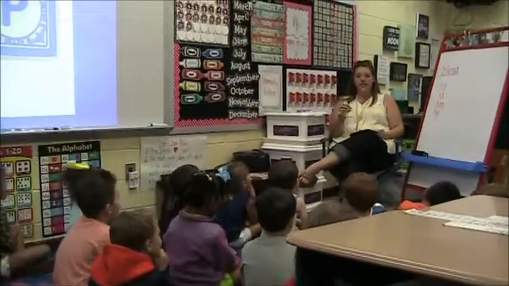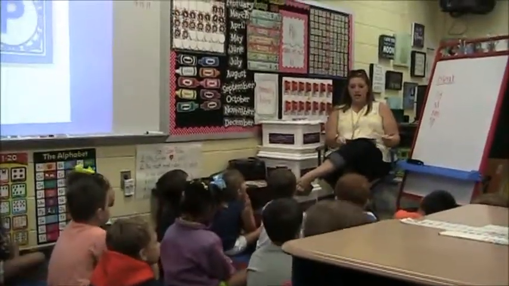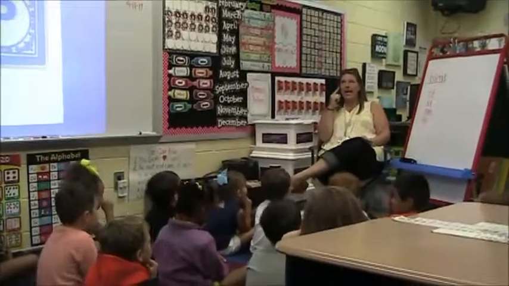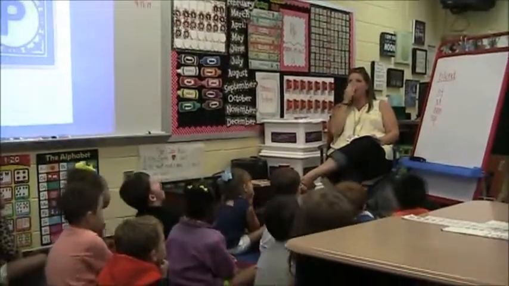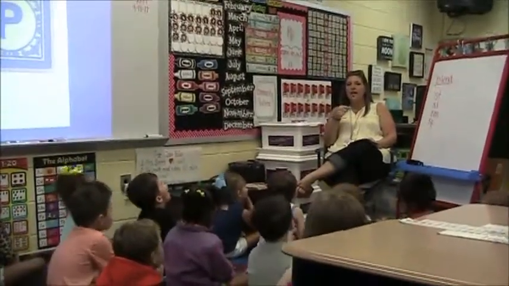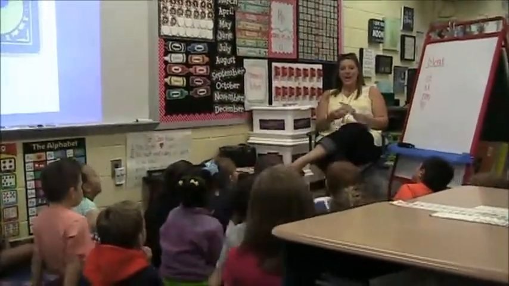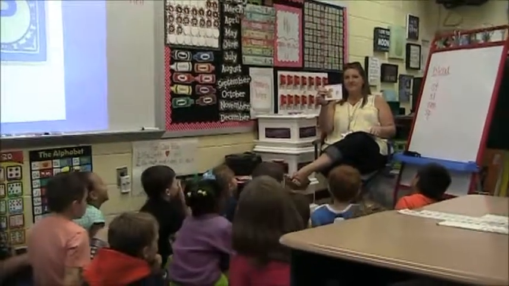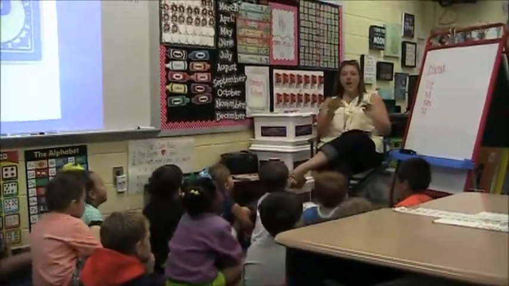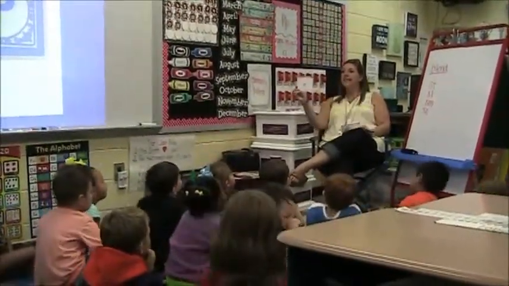All right, I want you to think of an animal. It's a farm animal, and it has a flat nose and a curly squiggly tail. A pig. And we make bacon from it. A pig. Our new letter is P.